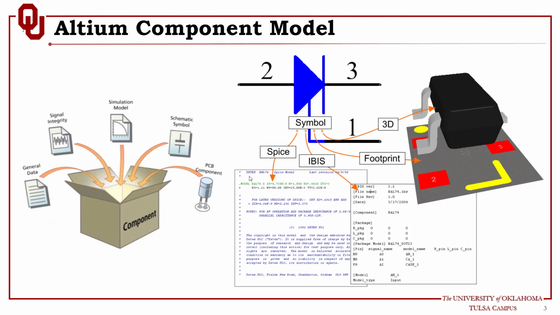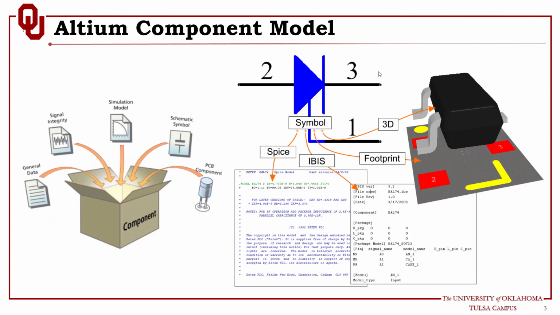So what is a component? What is the definition of a component in general? A component is basically a set of symbol or multiple symbols, footprint or multiple footprints, and models that completely define an electronic part from the PCB point of view.